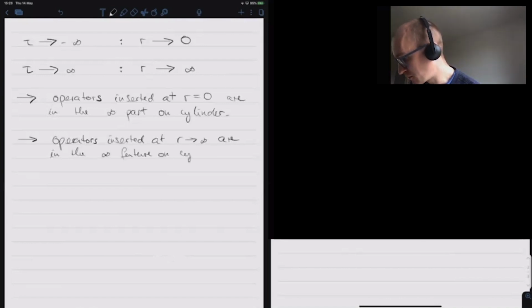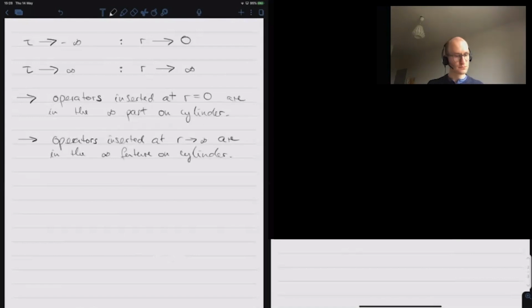Sorry, Julian, one second. Is it legitimate to speak about past and future if we are still in a Euclidean cylinder? Why? I was just saying that this is just the value of tau that is plus or minus infinity, but it's not time as we perceive it.